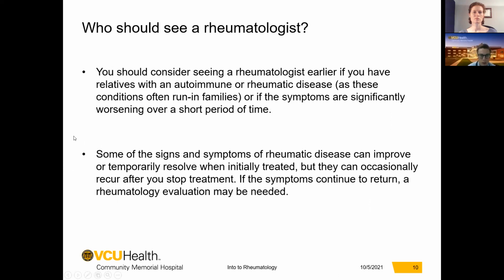It's also important to think about seeing a rheumatologist earlier if you have a strong family history of autoimmune disease, as these can be significantly hereditary. If your symptoms are progressing and you have that context of a strong family history, it may be worth getting in to see a rheumatologist sooner rather than later. The other thing is that many rheumatic diseases have a relapsing and remitting pattern in that they come and go. Sometimes people will get some initial treatment, their symptoms will get worse, but then they'll keep returning. When that happens, that's when it's worth thinking about a potential rheumatic etiology.